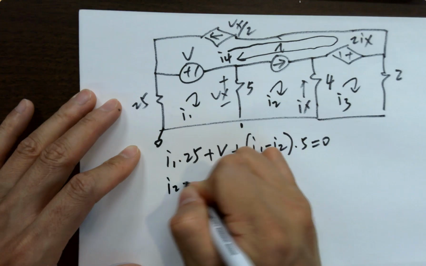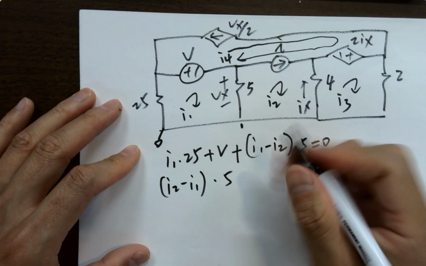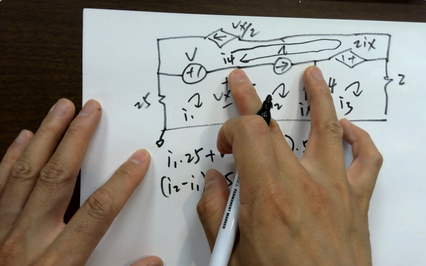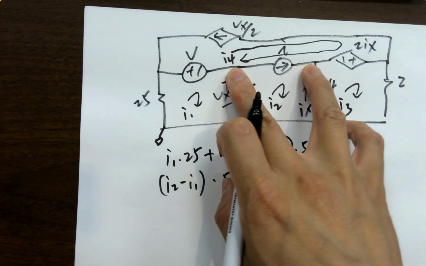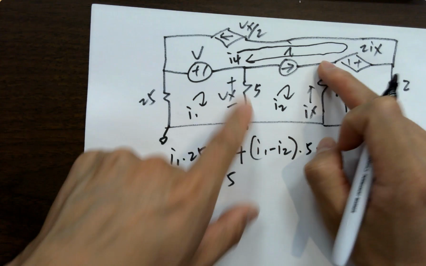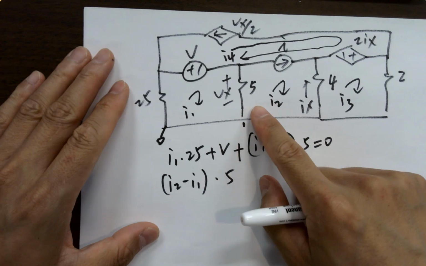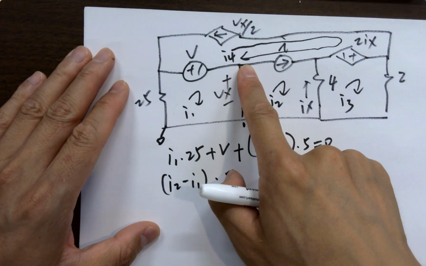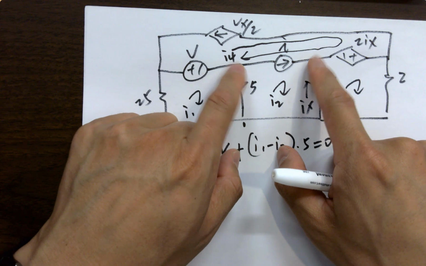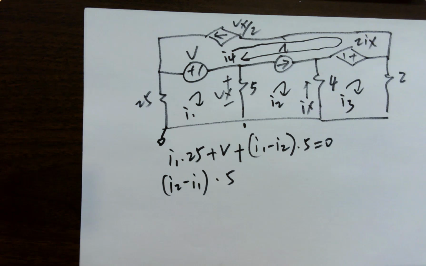Second one, also starting from here, we have I2 minus I1 times 5. So you don't know the voltage across this guy, so you have to assume it. Assume a voltage. So which voltage should we assume over here? Yeah, we can do Vx. So this is Vx, right? Actually, you can use these two voltages to find out the voltage difference between these two nodes, but we can also list another equation for it. You know what I mean?